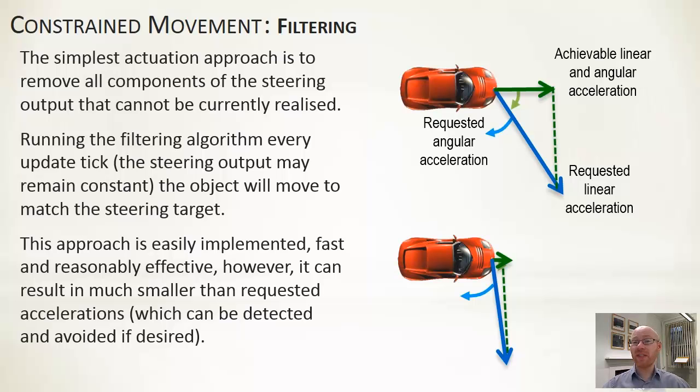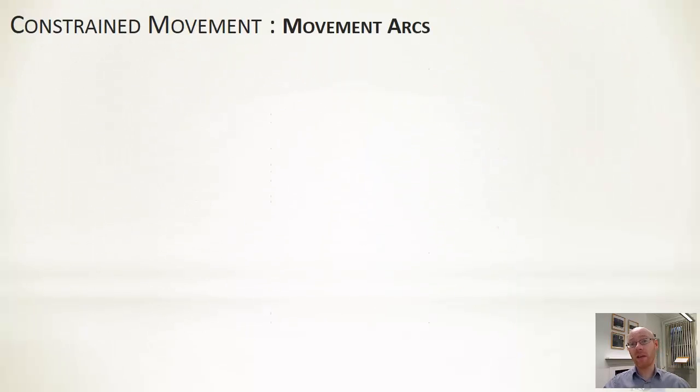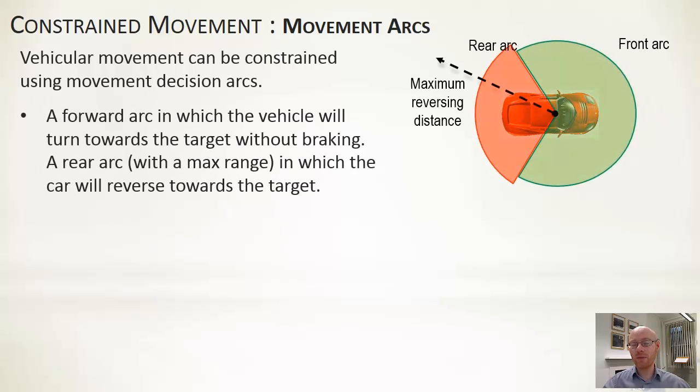The more sophisticated, and a very effective, way of doing this is known as movement arcs. You can see an example here. We have a couple of arcs. We have a front arc and a rear arc, and the rear arc has a defined maximum length, and outside of that we just assume the front arc wraps around everything.